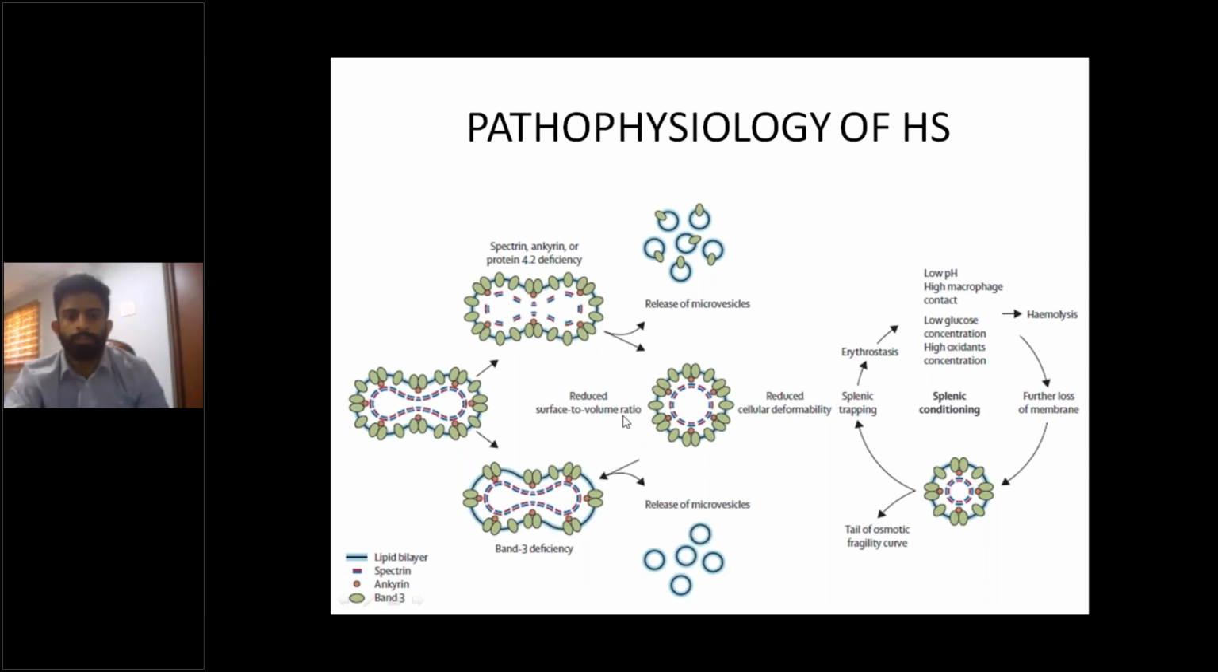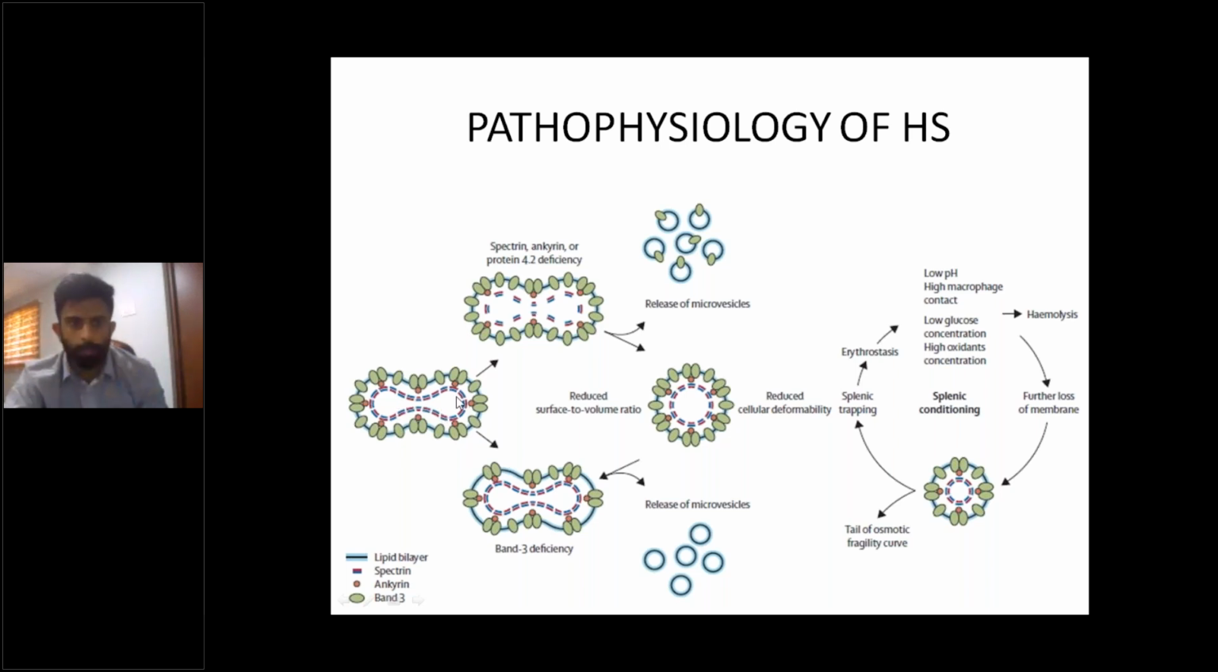There will be a reduced surface to volume ratio and reduced cell deformability, again leading to splenic trapping and erythrostasis in the presence of low pH and high macrophage contact. Low glucose concentration and high oxidant concentration lead to hemolysis, further loss of membrane, and a trail of the osmotic fragility curve. Here, this is the lipid bilayer that you see, and the smaller ones are ankyrin, these little ones.